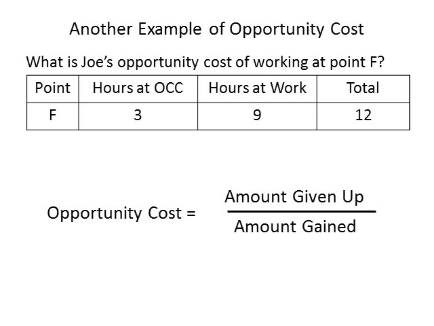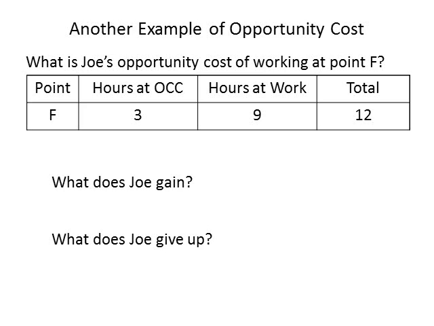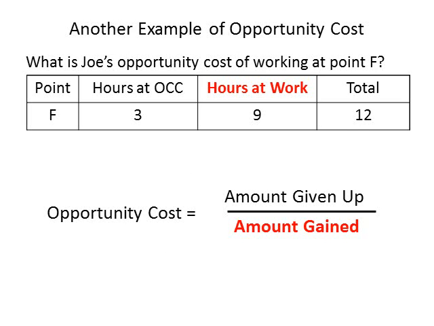To figure out the opportunity cost of working at point F, we're going to need to once again write down our formula. Opportunity cost is equal to the amount given up divided by the amount gained. So we need to ask ourselves, what does Joe gain and what does Joe give up? The thing that he gains, once again, is work. How do we know that? We know that because the problem asks for the opportunity cost of working. Anything that comes after the words opportunity cost is the amount gained.